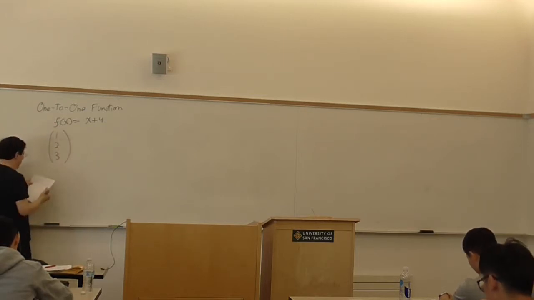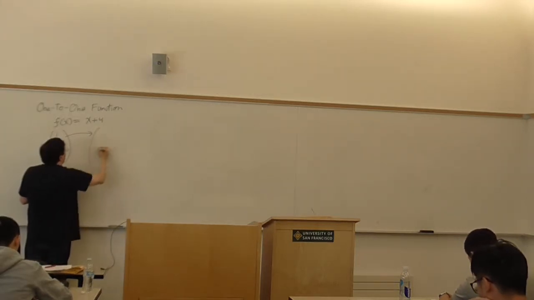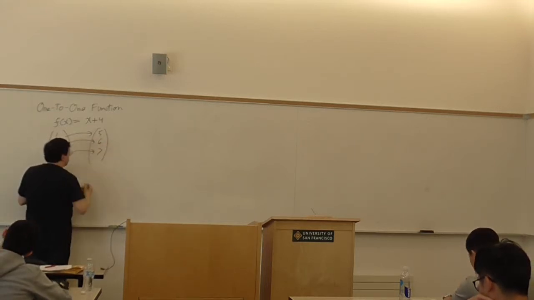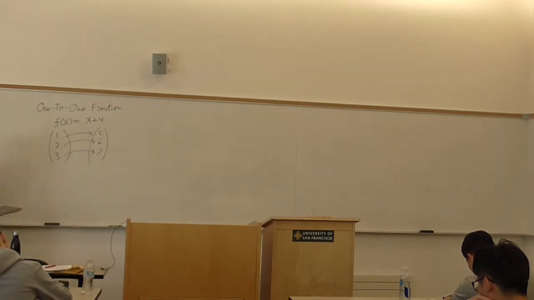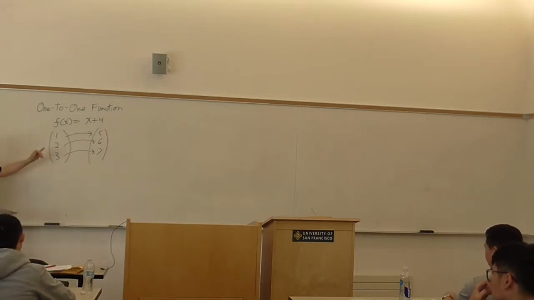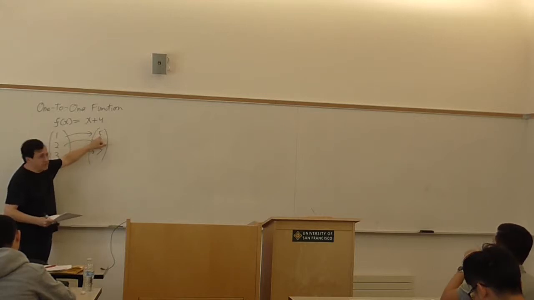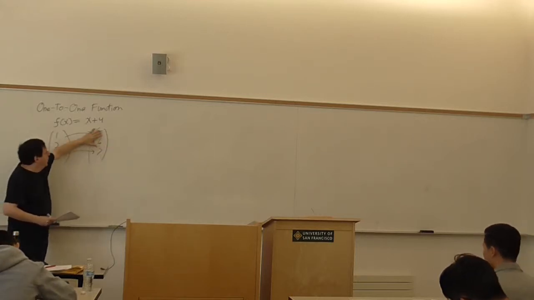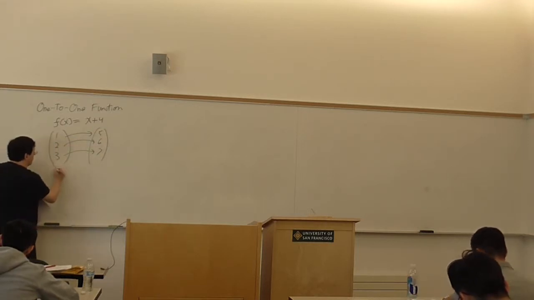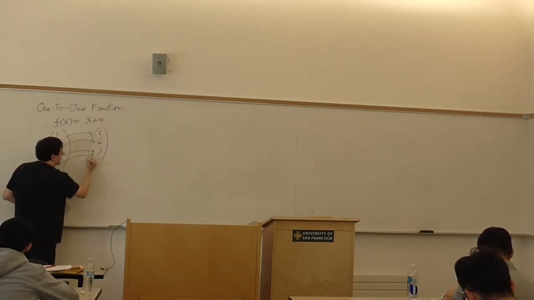okay, so here's my domain, and what does f of x do? It takes 1 to 5, it takes 2 to 6, it takes 3 to 7. What makes this a one-to-one function is the image of each of these, the element in the range that you get to from f of x. Each of these is unique. That is, there's no other value here that will also go to 7.